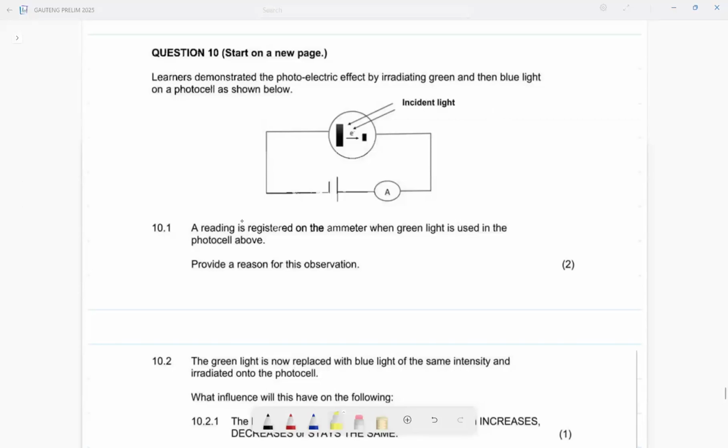Okay, last question, which is question 10, photoelectric effect. Learners demonstrated the photoelectric effect by irradiating green and then blue light on a photo cell as shown. So this is the incident light, and then here we have our metal. This is our metal plate, and then electrons move from the positive to the negative.